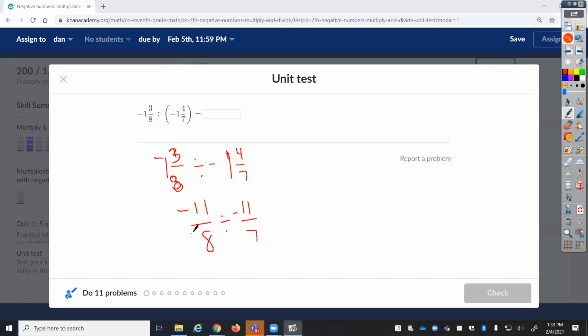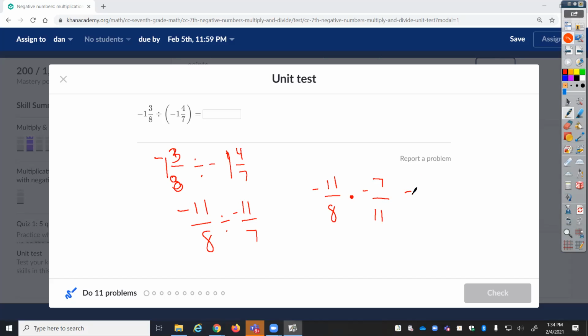Now, because you have the two fractions over here and it's being divided, we'll go ahead and take the first fraction, which is negative 11 over 8. And what we'll do is we'll multiply this and do the reciprocal. The reciprocal is just the opposite, which is going to be negative 7 over 11.